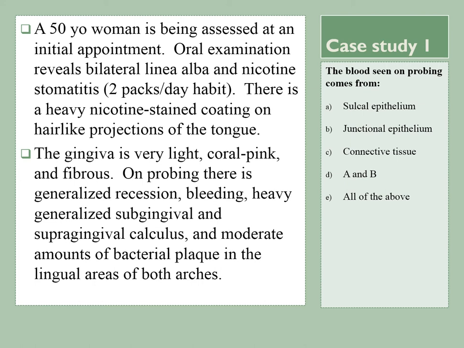So let's go through this case study where we have a 50-year-old woman where she has bilateral linea alba. You should know what that is by now. And nicotine stomatitis. Well, we haven't covered that quite yet, although it's going to be very similar to something that we've discussed in lab. Her gingiva are light and coral pink and fibrous. She's got bleeding on probing and a bunch of calculus and bacterial plaque.